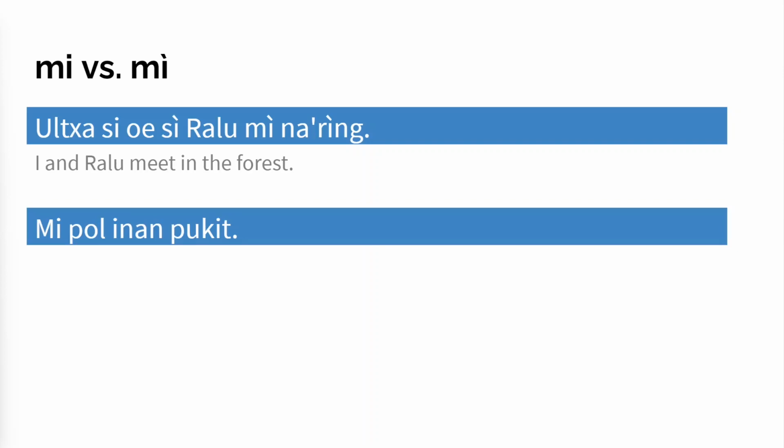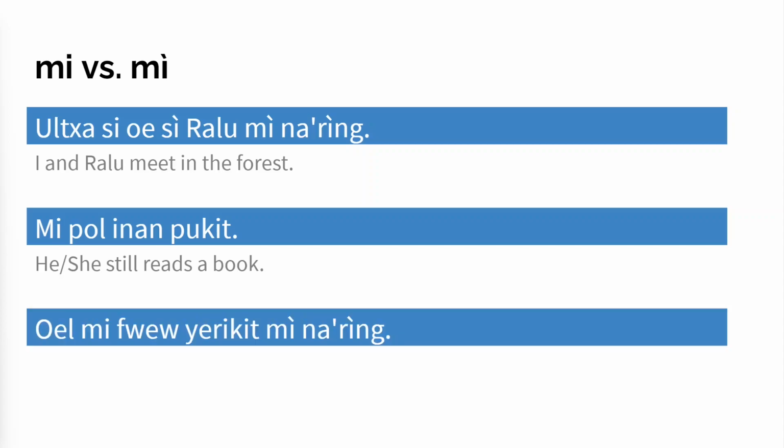Next we've got Mi pol inan bukid. He or she still reads a book, or the book, could be both depending on context. And last, Well mi fueu yerikid menaring. I still search a yerik in the forest, or the yerik in the forest.